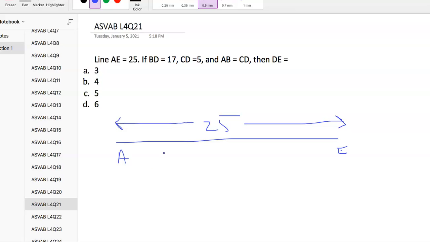Okay, and then we'll go ahead and put these others in here. There's B, there's C, there's D. BD is 17. So from B to D, 17, we'll try and name it. And then it says CD right here is 12.